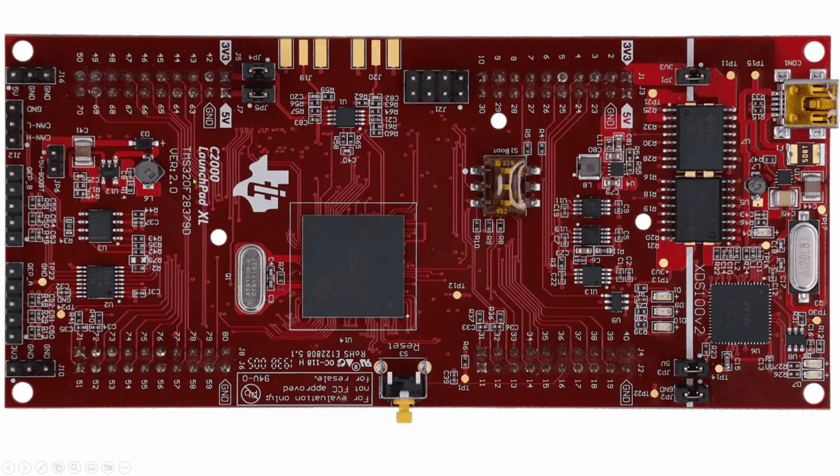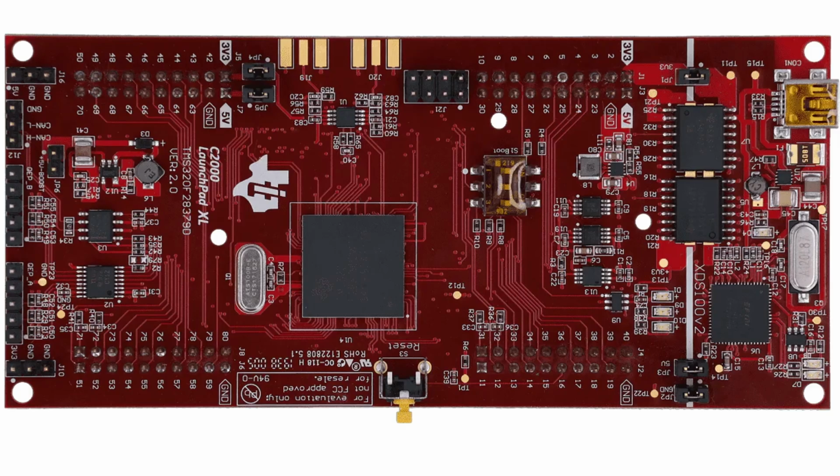In this video, I am going to show how to read an analog signal using the F28379D LaunchPad and the C2000 Microcontroller Blockset in MATLAB Simulink. Before going into the Simulink model, let us first identify the main header connectors on the LaunchPad.